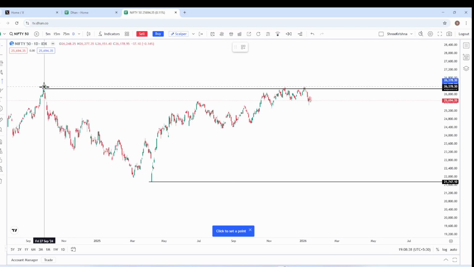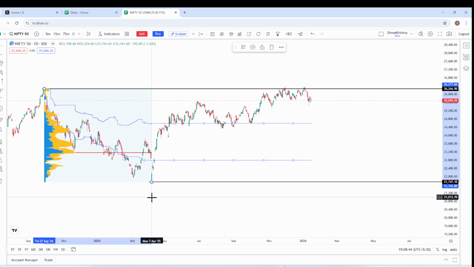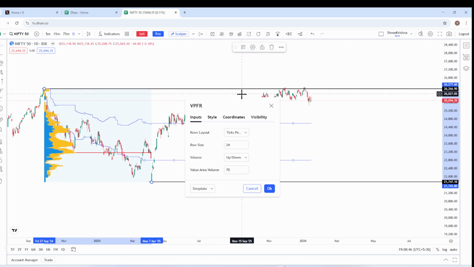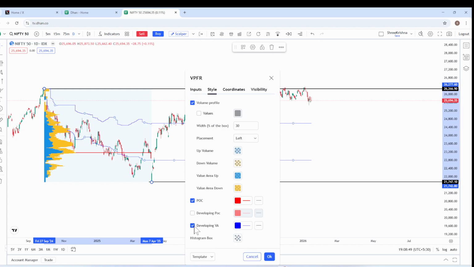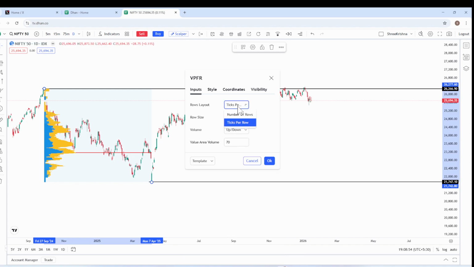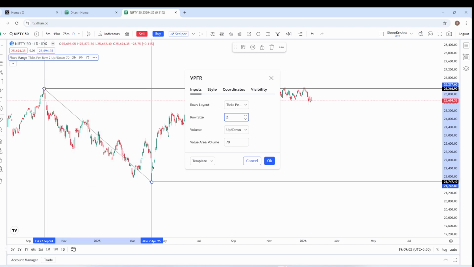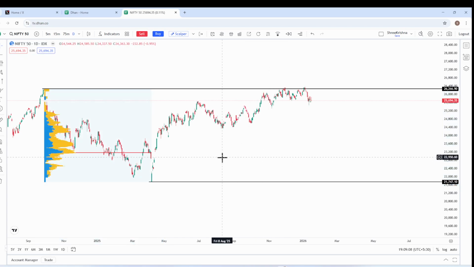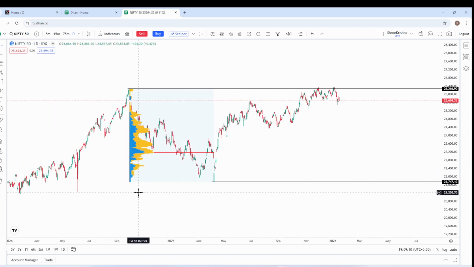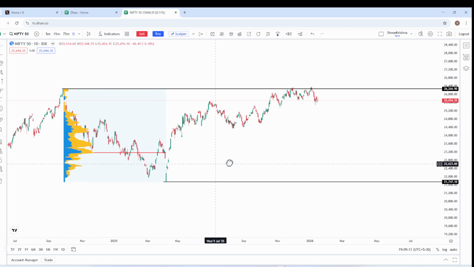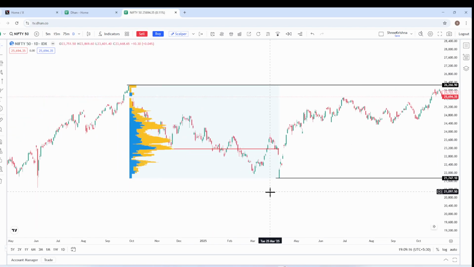Now in order to use the volume, I usually say that use the volume profile basically. Okay, fine, and I go to this and I remove that developing POC. Okay, and I change this into number of ticks per row, and I'll go with 20. Okay, 20 ticks. So when it becomes 20 ticks, tick in the sense that it's based on the tick value.